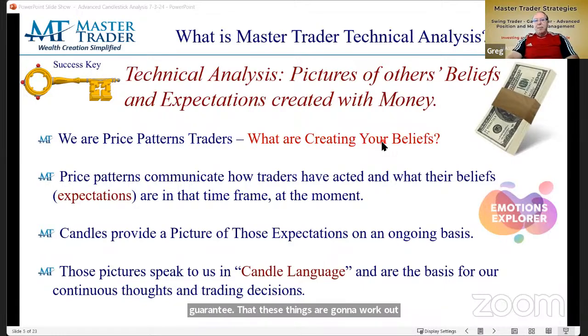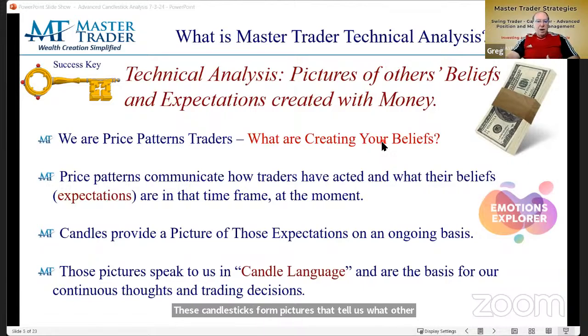So the idea behind what we do at Master Trader is to recognize that these patterns are more than just names. Whether you call it a piercing pattern, or I call it a bullish 180, or a bottoming tail, or what have you, it's a representation of what other people are doing. Whether that's a hedge fund, a prop trader, or you or I pressing a button, these candlesticks form pictures that tell us what other people are doing, what they've experienced.